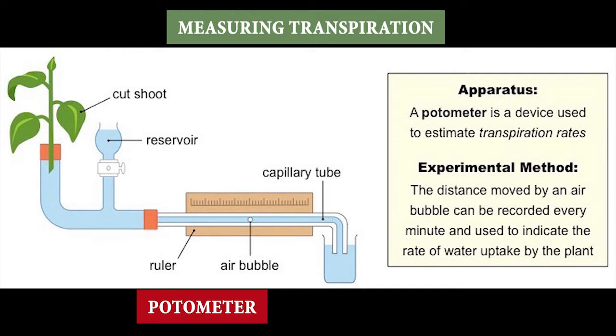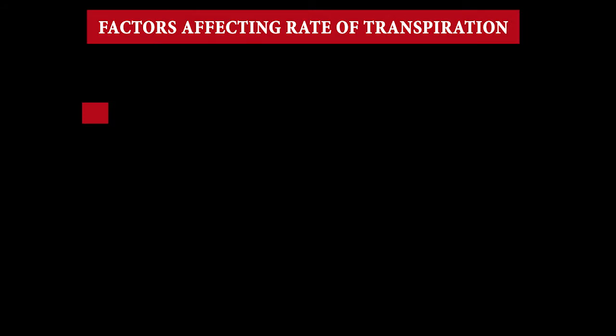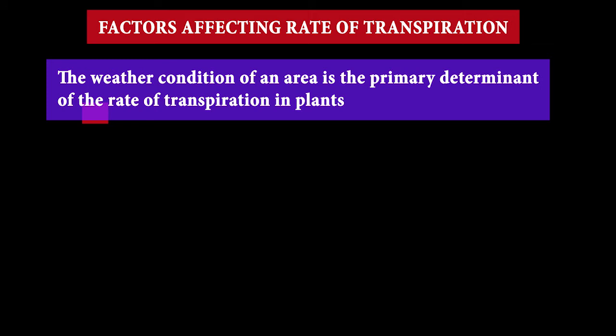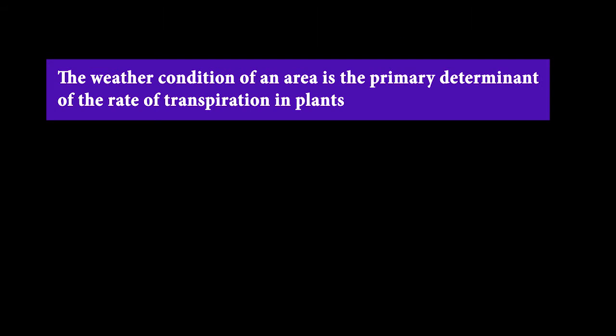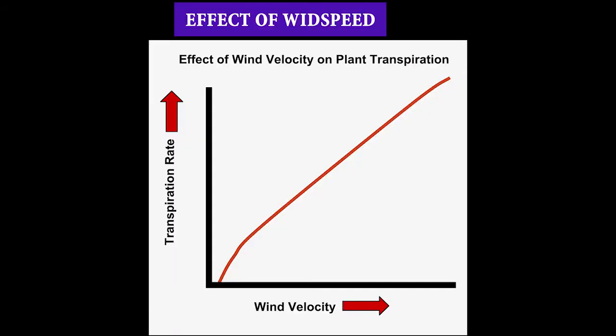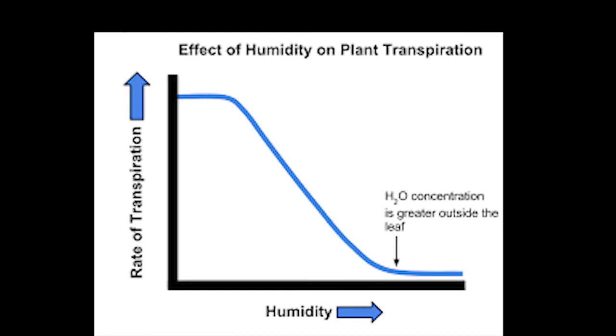There are several factors that affect the rate of transpiration. In other words, factors that affect the amount of water lost from the surface of a plant. The weather condition of an area surrounding plants primarily determines how much water is lost by transpiration. The following are key factors. Number 1, wind speed. From the graph displayed, the greater the wind speed, the faster the loss of water from the surface of the leaf. Number 2, humidity. Unlike in the previous graph, there's an inverse relationship here. The greater the humidity, the less the rate of water loss. And you must remember that humidity refers to the amount of water available in the atmosphere.